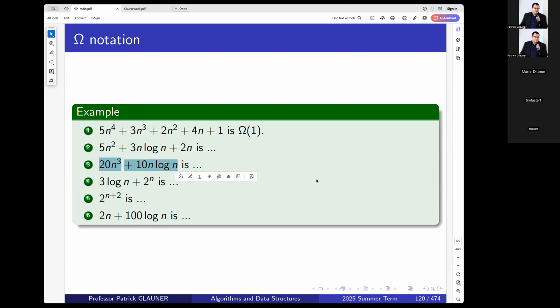Then 20n cubed plus 10n log n, it's omega of what? We already got the right answer. It's omega of n log n. So n log n grows slower. Then 3 log n plus 2 to the power of n is omega of what?